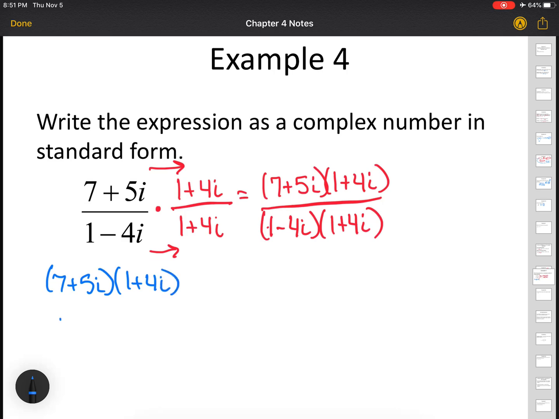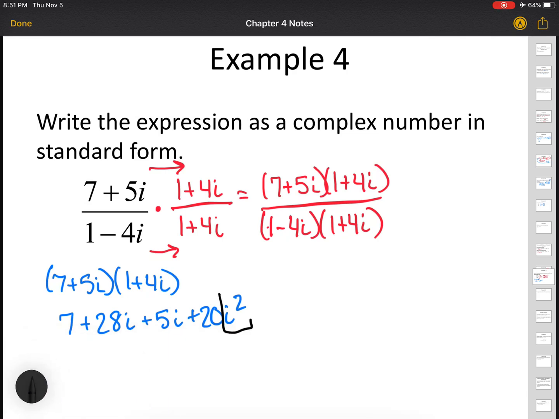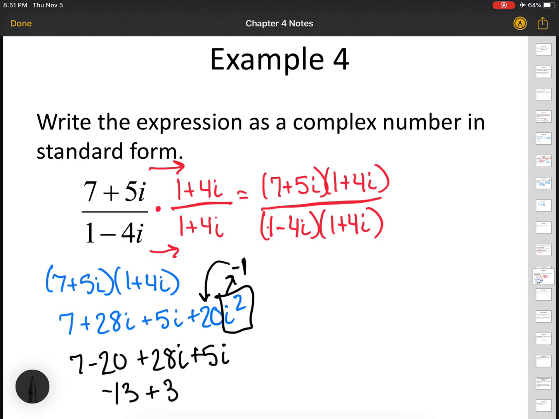Okay, so 7 times 1 is 7, and 7 times 4 is 28i, and 5i times 1 is 5i, and 5i times 4i is 20i squared. And again, if I pull i squared out, that is equal to negative 1, which flips the sign on the 20. And if I move that together with 7, that will help me out. So 7 minus 20 is negative 13, and 28 and 5 make 33i. So here's the top part.